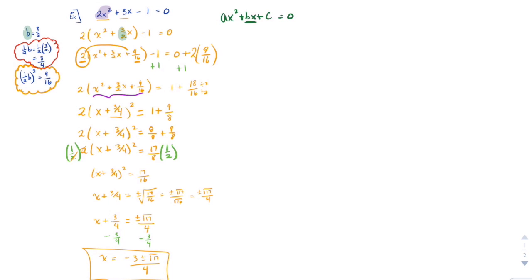Now this is a more advanced problem. It is a little bit more of a challenging problem because it has that leading coefficient of 2 that you have to factor out, and you have a bunch of fractions flying around. But you can always go back to the basics and just take it step by step so you don't get lost throughout the whole process.